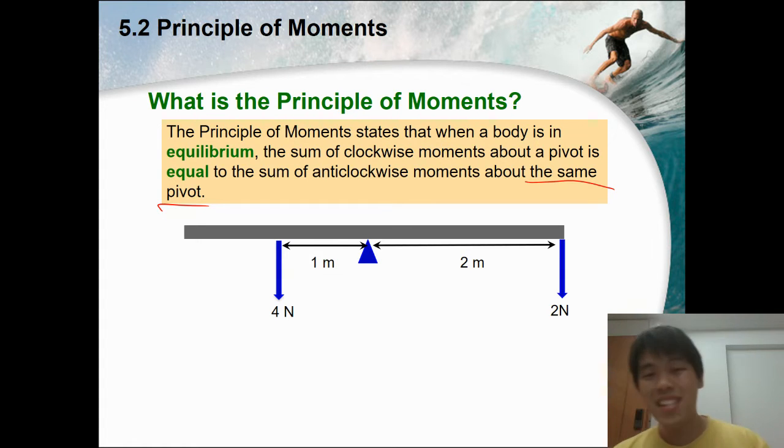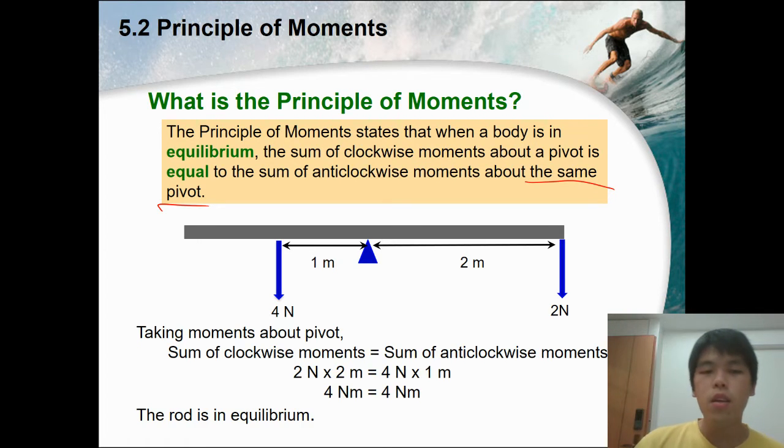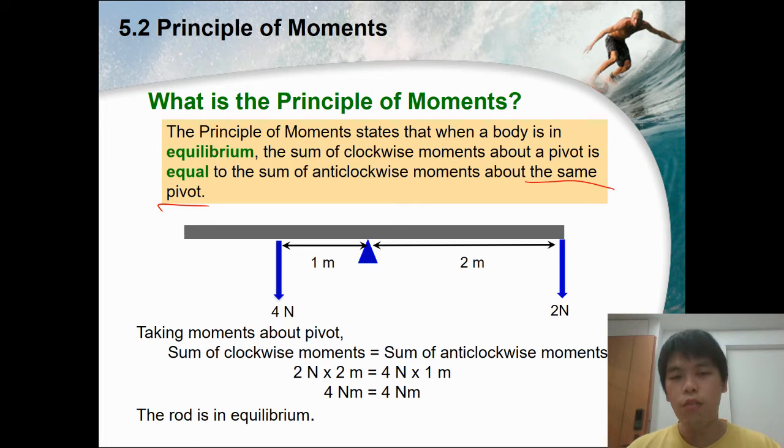There are two forces here. This is like a seesaw, one force on the left, the other on the right. 4 newtons on the left, 2 newtons on the right. Distance, perpendicular distance away from the pivot. So very clear, very simple. There are two moments here, one clockwise, one anti-clockwise. So let's calculate it using the formula.